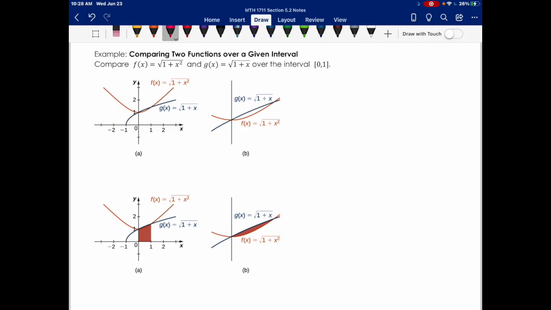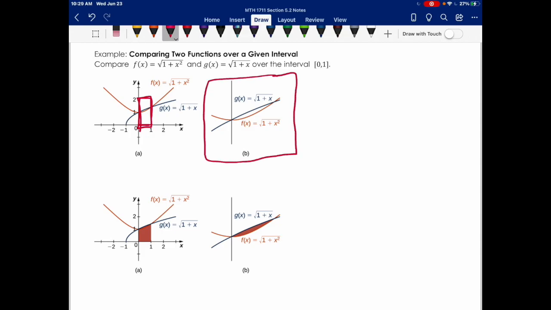So we have the function f of x, which is the square root of 1 plus x squared, and that's in orange. And then we have g of x, which is the square root of 1 plus x, and that's in blue. And we're looking at this specifically just on the interval from 0 to 1. So we're looking at just on this interval right here from 0 to 1. Now, it's kind of hard to see what's going on in that area because the graphs of f of x and g of x are so close together.